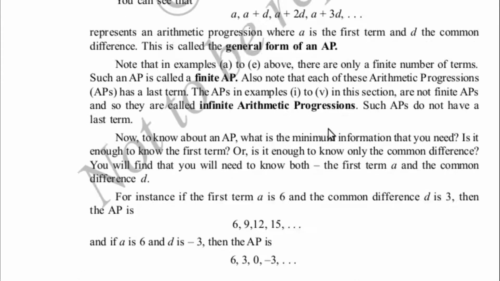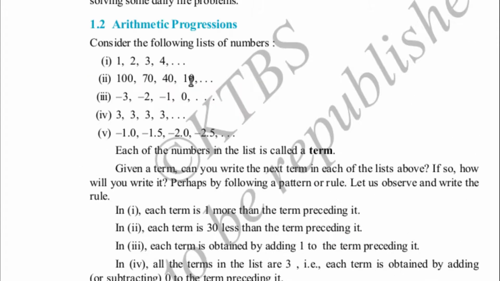Now let us move on to infinite arithmetic progression. In the first example, the first term is 1, the second term is 2, the third term is 3, the fourth is 4, and so on. In this example we have the first term and we don't know what the last term is. So this is regarded as an infinite arithmetic progression since we don't know the last term of the progression.